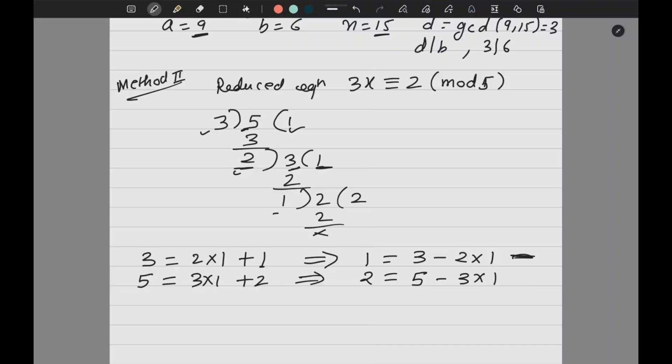Right? Now start with the first equation. 1 is equal to 3 minus 2 into 1. Now I will replace, second equation is giving me the value of 2. So that 2 I need to replace. So 1 is equal to 3 minus, in place of 2 I'll write 5 minus 3 into 1. Please don't multiply anything, just write it as such. Okay. Now observe it very carefully.